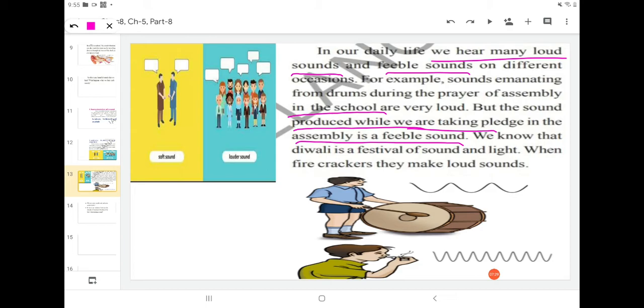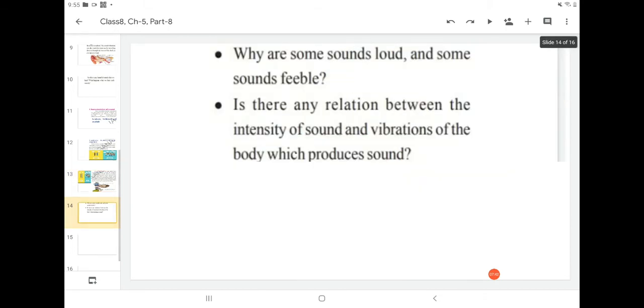We know that Diwali is a festival of sound and light. So when firecrackers burst, they make loud sounds. So why are some sounds loud and some sounds feeble? Is there any relation between the intensity of sound and vibrations of the body which produces sound? Here, the first question is, why are some sounds loud and some sounds feeble?